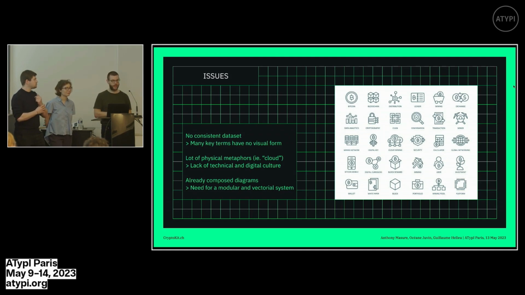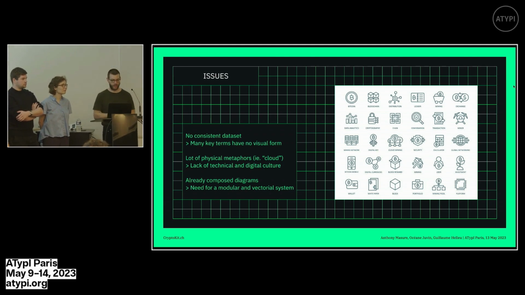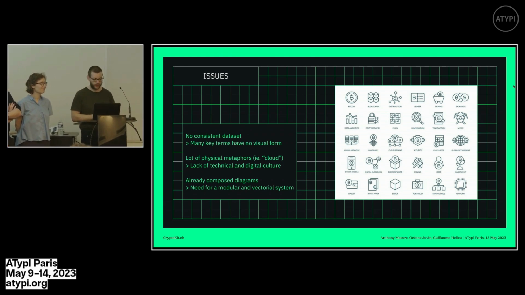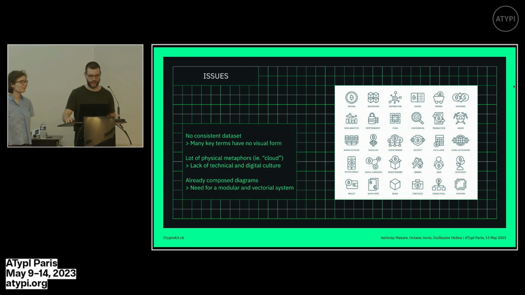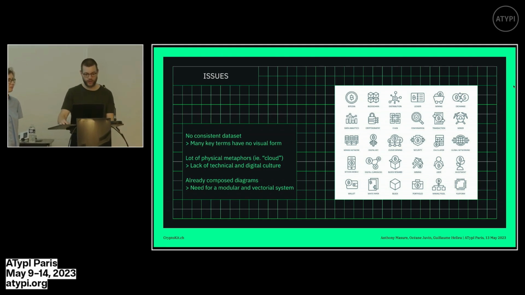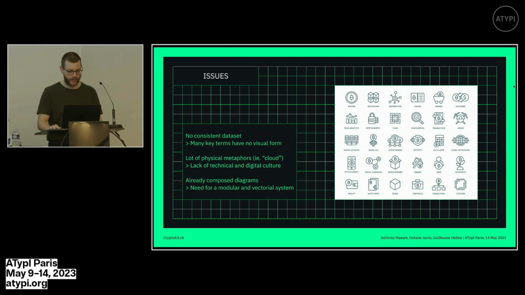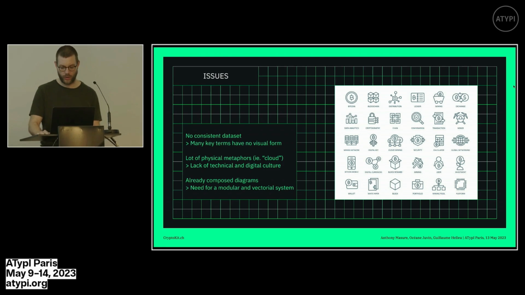So you will be stuck with 3 main issues. First, there is no consistent data set. There is no complete set of pictograms. Many key terms of blockchain have no shapes. Then there are a lot of physical metaphors, for example, the cloud, which is basically a computer. So the consequence is that there is a lack of technical and digital culture. It's always already composed diagrams, so you cannot do your own.